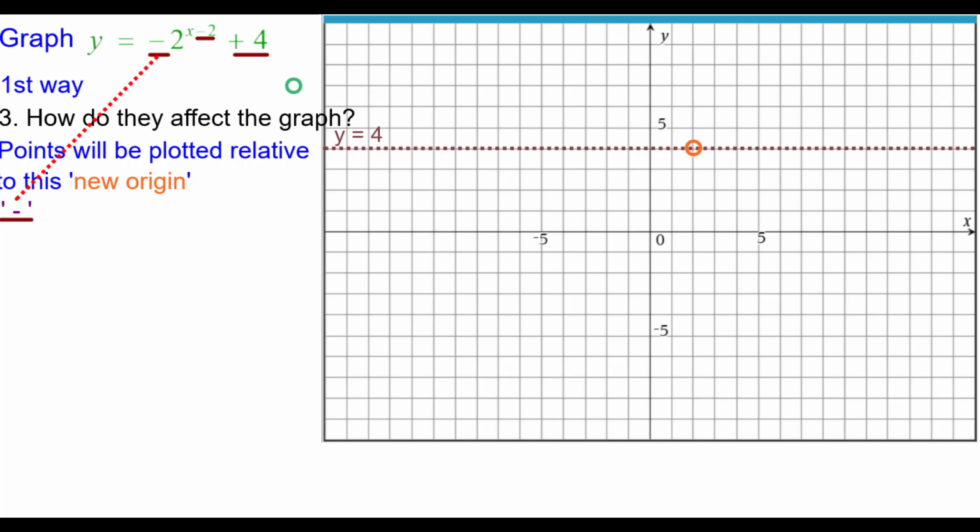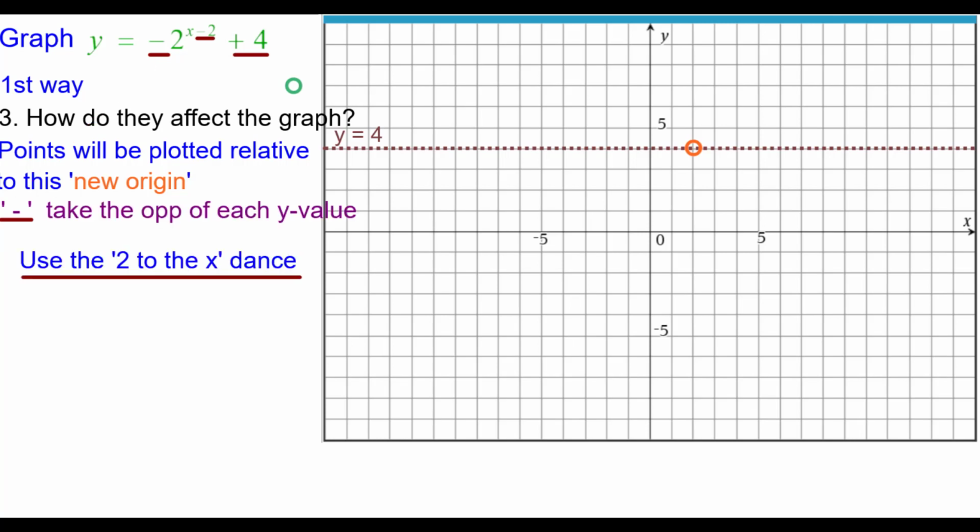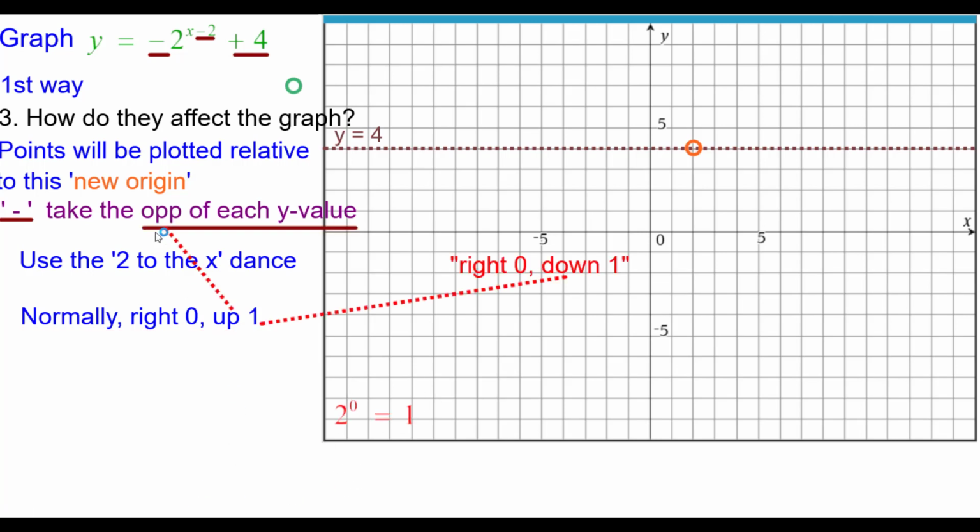The negative sign, the opposite sign, takes the opposite of each y value. So let's go ahead and begin our 2 to the x dance. Normally it's right 0 up 1 because 2 to the 0 is 1. In this case, it will be right 0 down 1 because we're taking the opposite of each y value. So right 0 down 1.